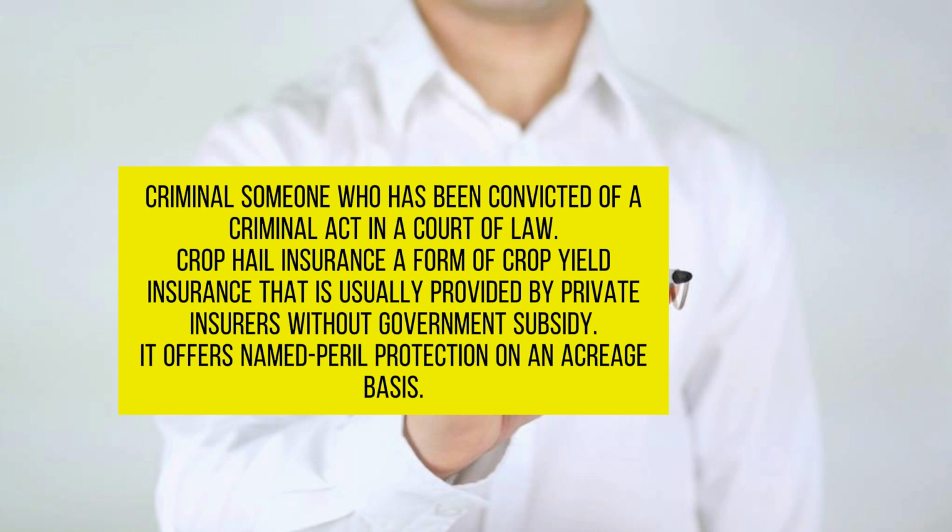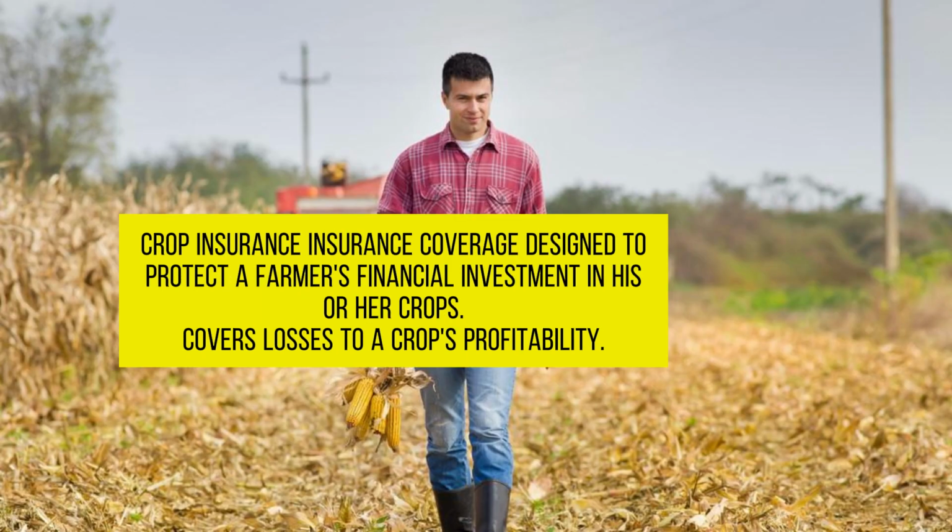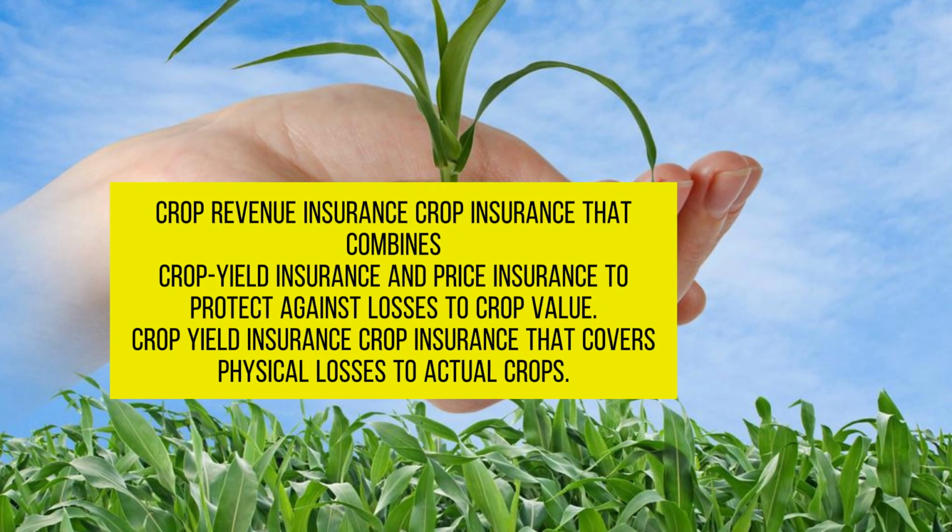Crop hail insurance, a form of crop yield insurance that is usually provided by private insurers without government subsidy. It offers named peril protection on an acreage basis. Crop insurance coverage designed to protect a farmer's financial investment in his or her crops. Covers losses to a crop's profitability. Crop revenue insurance, a crop insurance that combines crop yield insurance and price insurance to protect against losses to crop value. Crop yield insurance, a crop insurance that covers physical losses to actual crops.